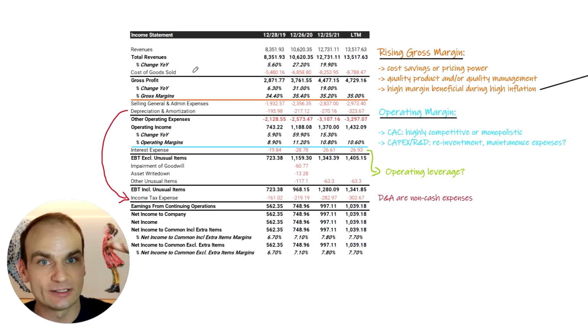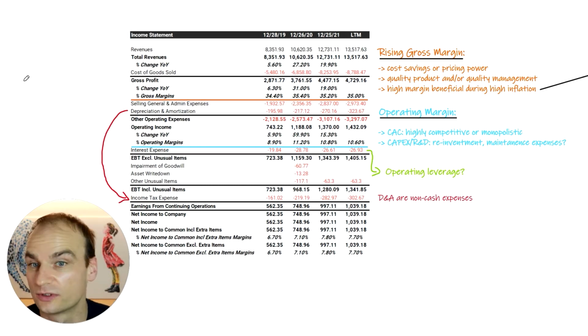Let's say there's $100 in sales, $50 in gross profit. Let's say 1 year later, for every $100 of sales, you made $55 in gross profit. How could that occur? The first way could be they pass on higher prices, meaning that your product is so good that even though you raise your prices, the customer still wants to pay for it. So you've got pricing power because you've got a good quality product.